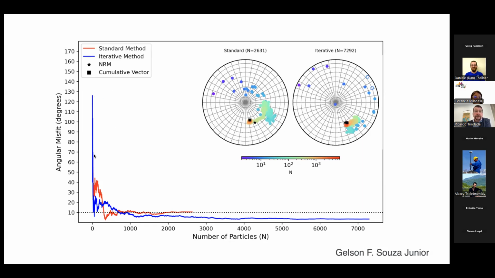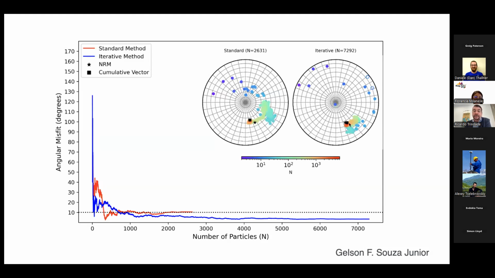in red a method of inversion that is based on Euler deconvolution but not iterative. And then a new method that Gelson is now developing, and he's soon submitting the paper for publication, using an iterative method to obtain the position of each particle and then invert for the magnetic moment.